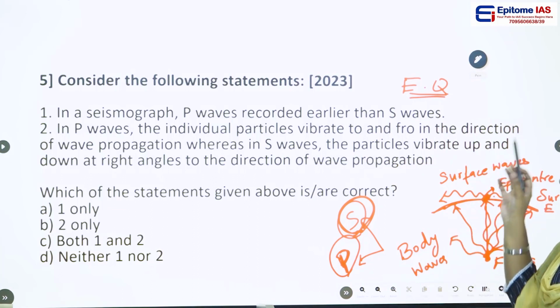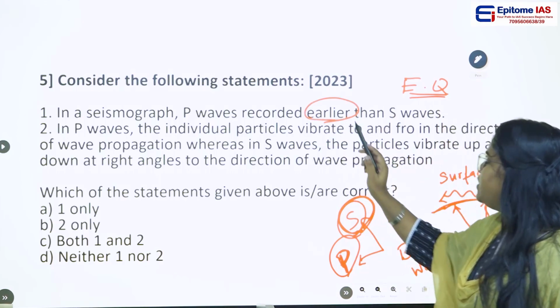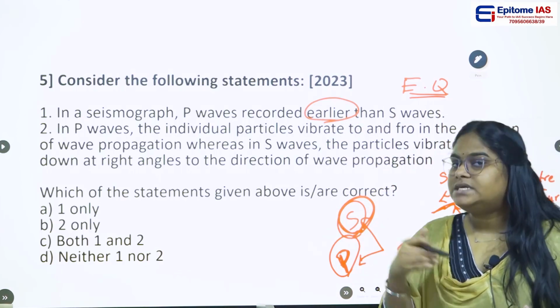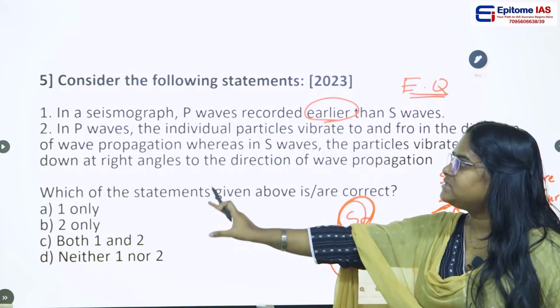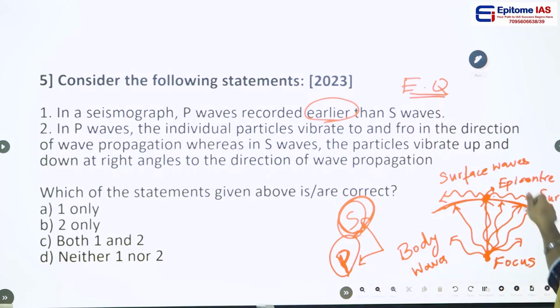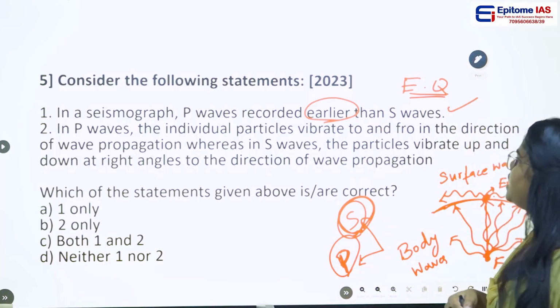Yes, the P waves are recorded earlier than the S waves. Why? Because the P waves travel faster than the S waves. And a seismograph is nothing but an instrument that records these earthquake waves. So this particular statement is correct.